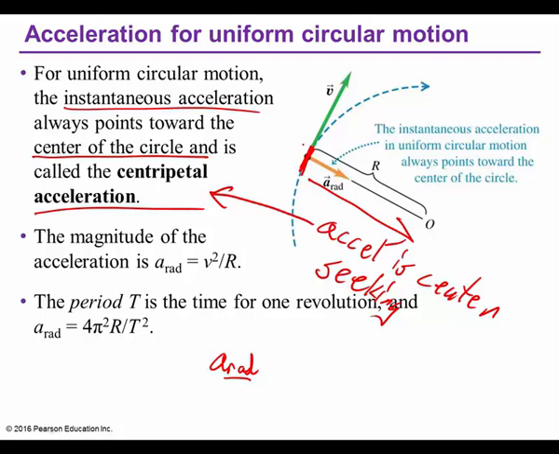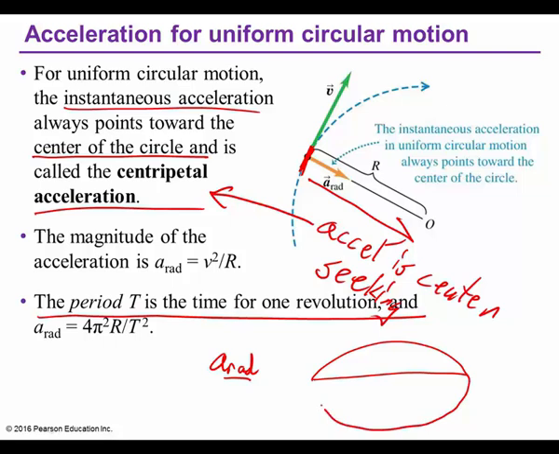All right. And define the period as the time of revolution. Notice it says the period is the time for one revolution. Well, if we take that into consideration, and we use a little bit of trig here, we know that this is pi. All the way around is 2 pi.